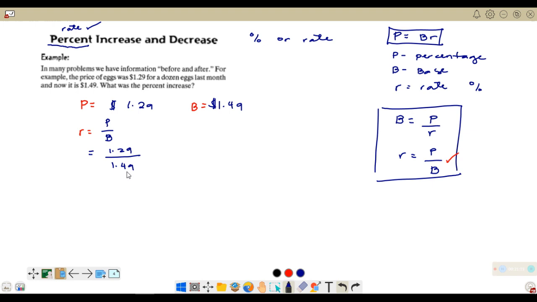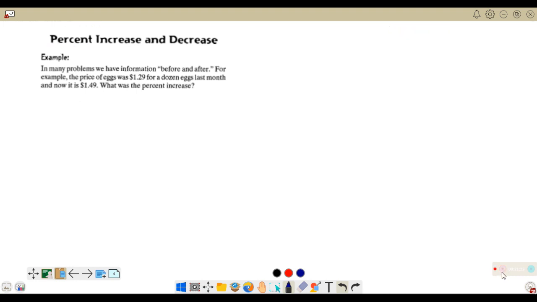So, divide natin sila. 1.29 divided by 1.49. We have 0.8658. Okay, now let's continue to our next topic. We have percent increase and decrease.